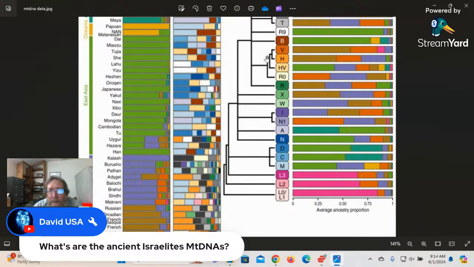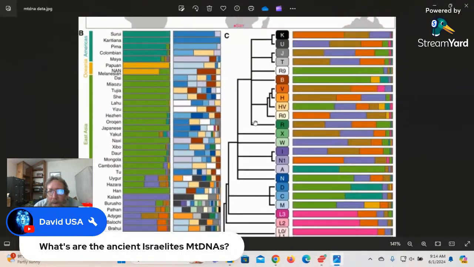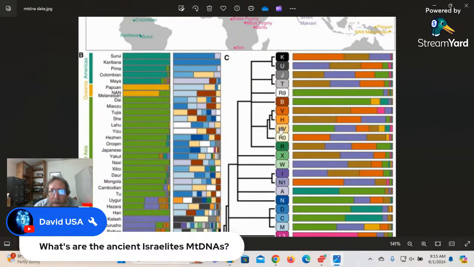And then it starts the R lineage, which is still all Semitic, but it's R through K here, which is the European haplogroups. And Middle Eastern as well, because the H is Middle Eastern. I mean, Semitic, in the Jewish population as well.